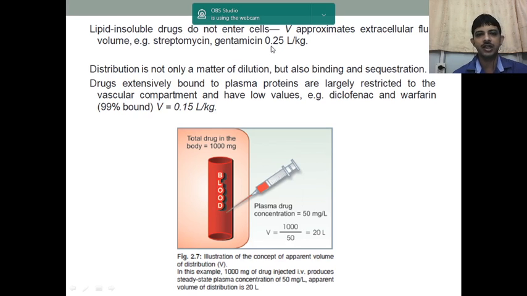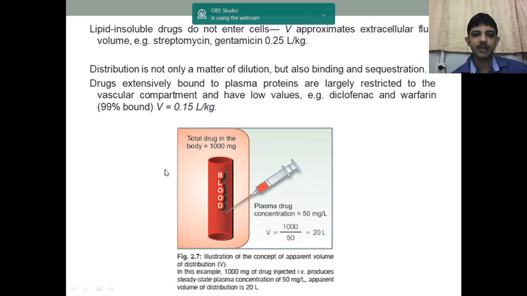Streptomycin and gentamicin are about 0.25 liter per kg, and distribution is only a matter of dilution, because a number of other factors are involved, like protein binding, etc. Now, drugs extensively bound to plasma protein are largely restricted to the vascular compartment and have a low value, with almost 99% plasma protein binding. We can see this for diclofenac, whose volume of distribution is 0.15 liter per kilogram.